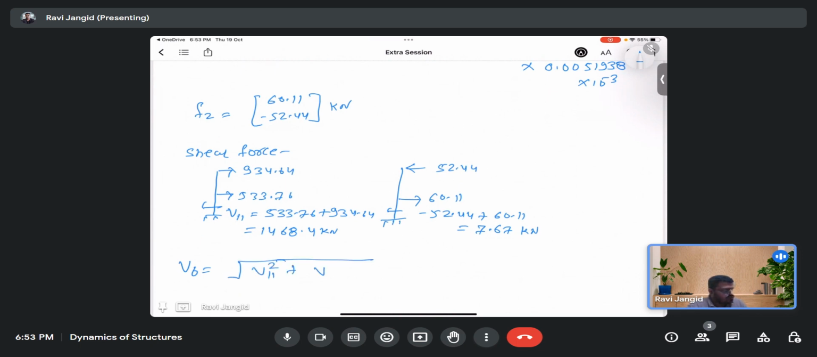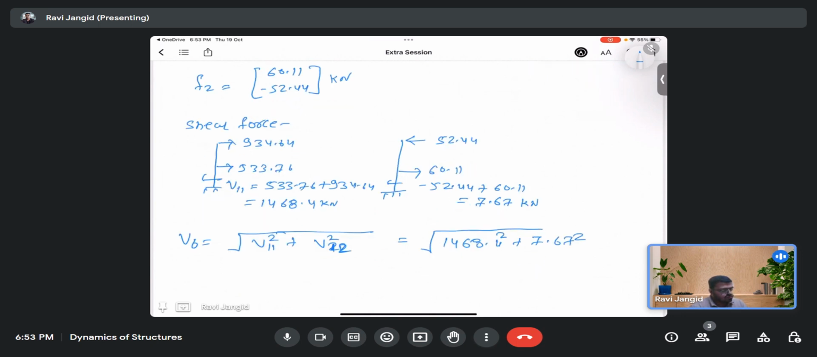So your base shear would be the square root of V11 square plus V21 square, plus V12 square. So it would be 1468.4 square plus 7.67 square. So it would be coming out to be 1468.42 kilonewton. So from this you can observe that if you ignore the second mode, then it will not be much affecting, because it is very negligible, around 1 to 2% effect, because all the forces are dominant from the first mode. So that's how you can do your calculation easier.